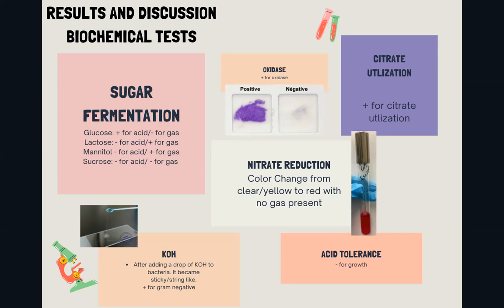So for our acid tolerance test, we added acid to our bacteria on our agar plate, and our bacteria didn't grow, meaning that it was negative for growth. And the last test on this slide is the citrate utilization. Our isolate was positive for citrate utilization, meaning the agar slant changed from a green to a blue color, indicating that our isolate can use citrate.